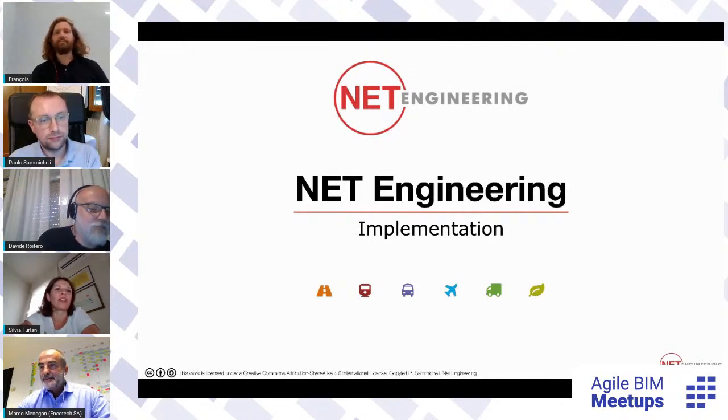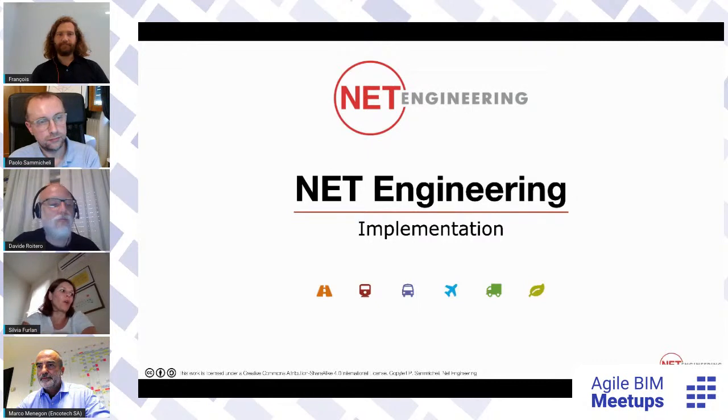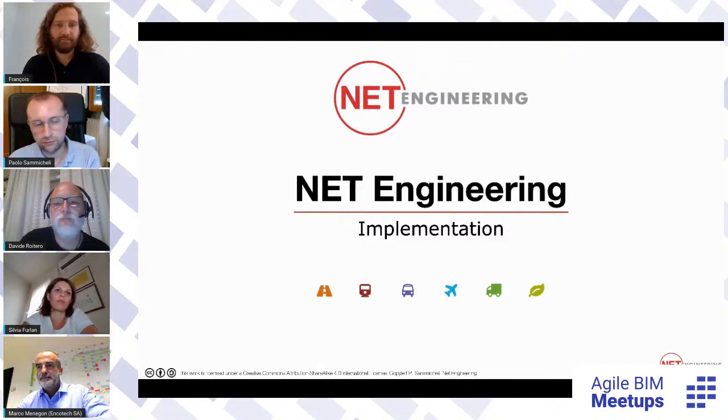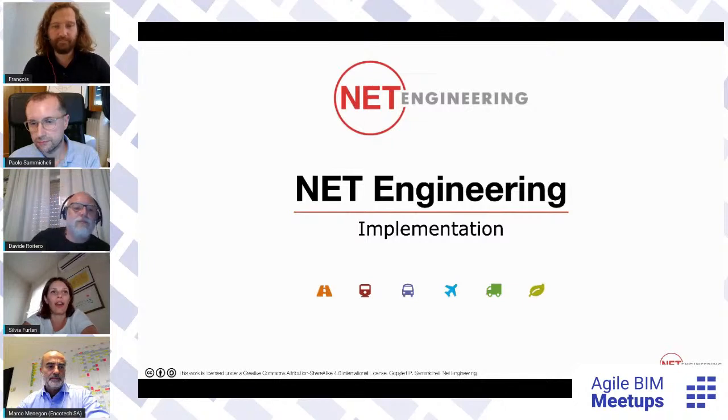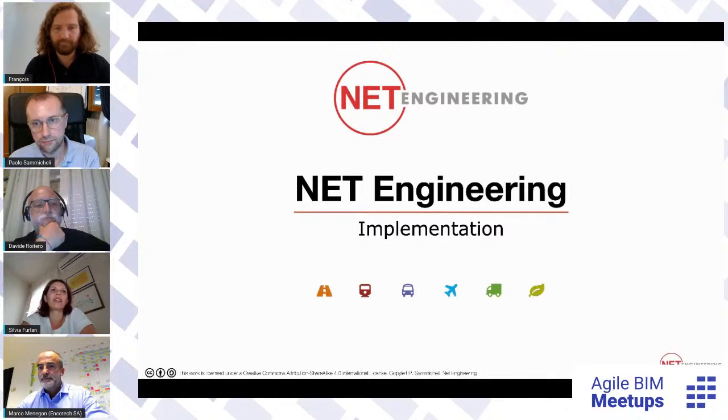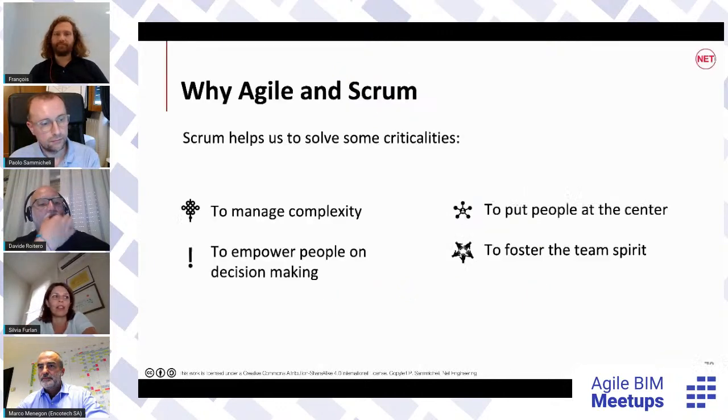Mainly because our world is a very complex world. So we want to find a way to manage complexity. We want to put our people at the center of the project, at the center of decision process, at the center of their work life, because we can make our project only with the support and the passion of our engineers and architects. We want to empower our people on decision making, and we want to foster the team spirit. And these are items that are essential for us to be able to cope with the complexity of our world. That is a complexity that is outside, but also inside.